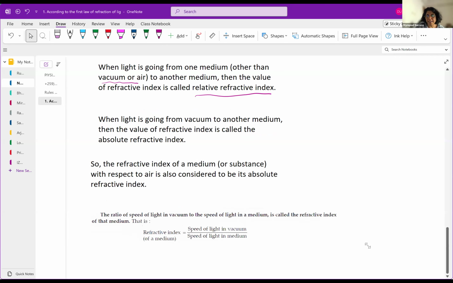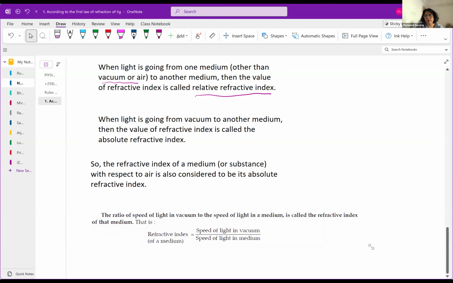The ratio of the speed of light in vacuum to the speed of light in a medium is called the refractive index of that medium. And this can be air also. It can be air also. It can be vacuum also. It's the same thing for us.